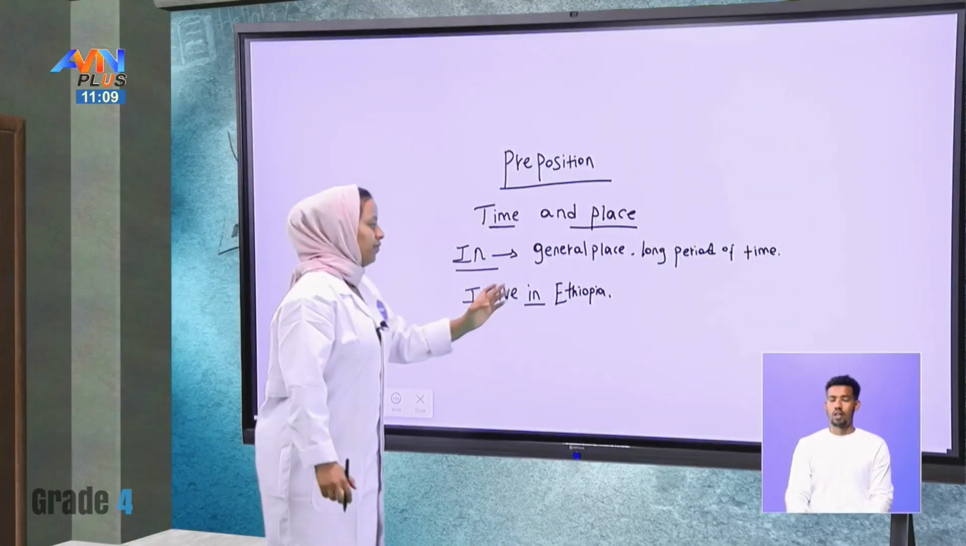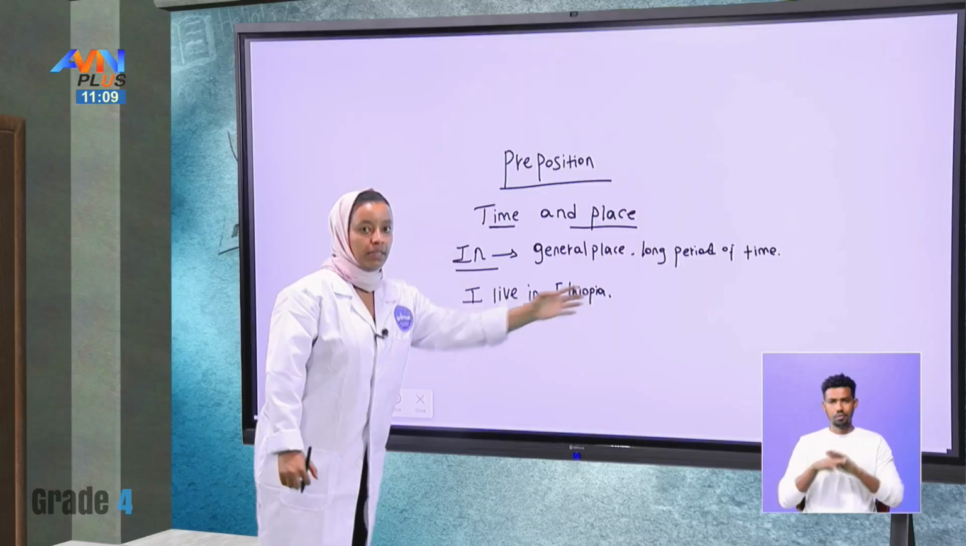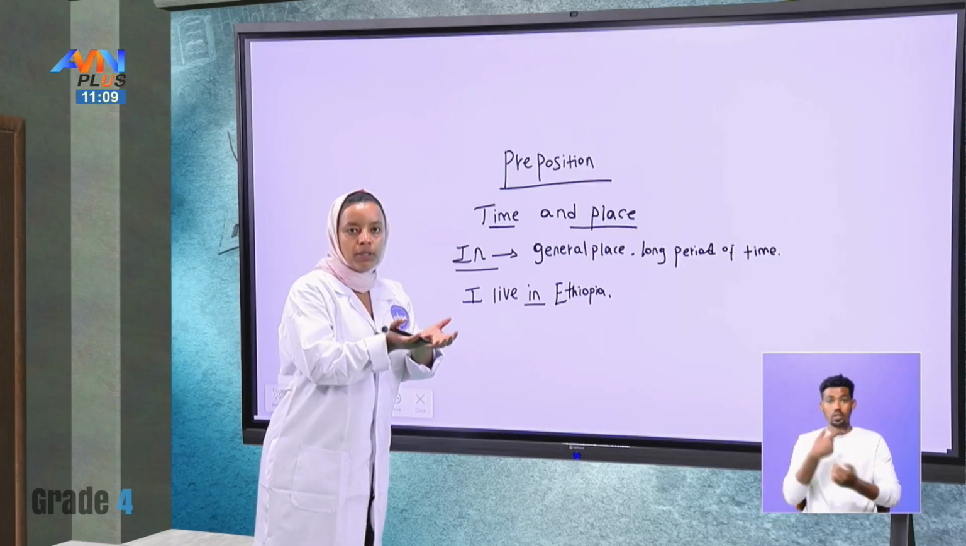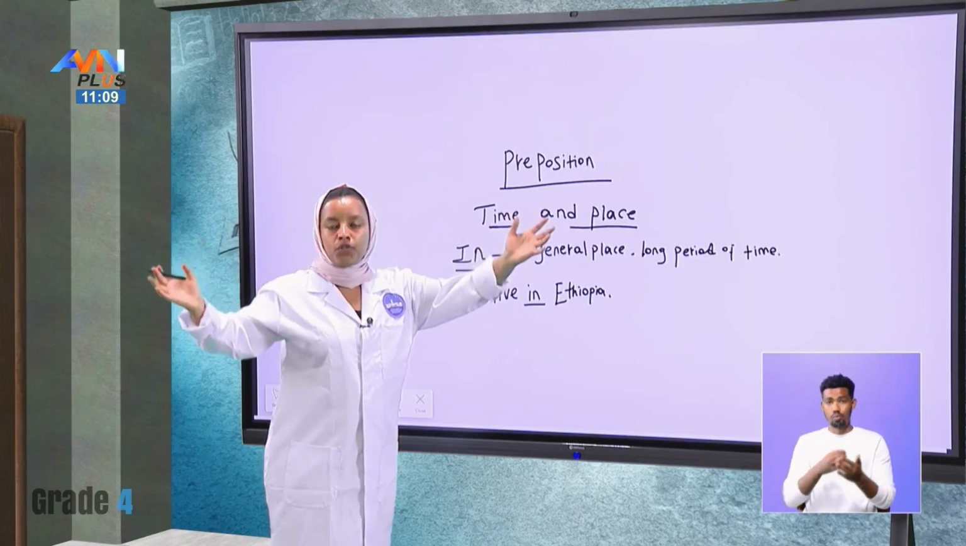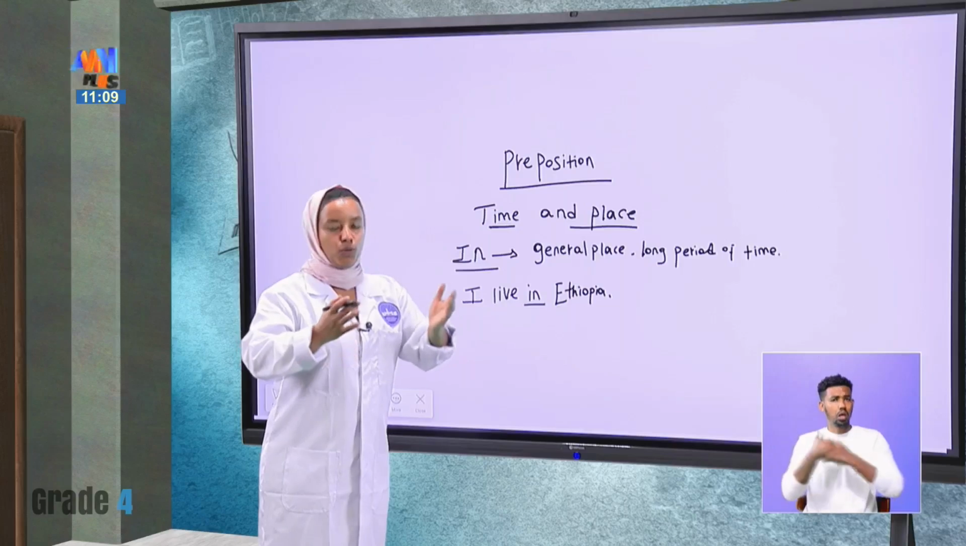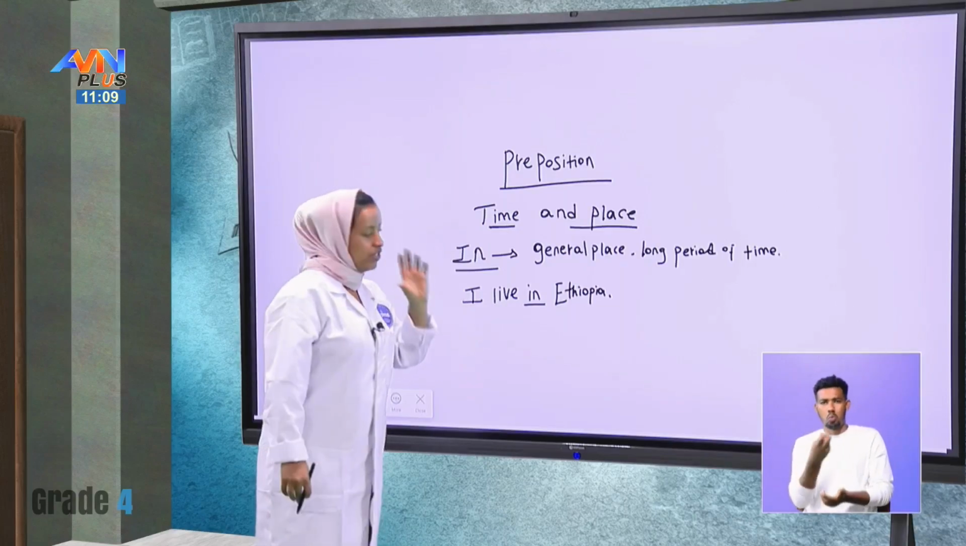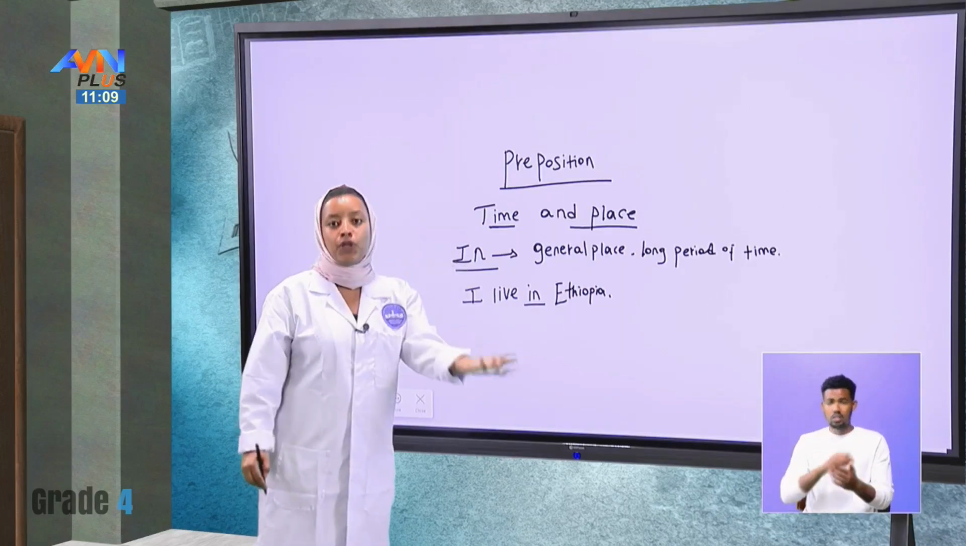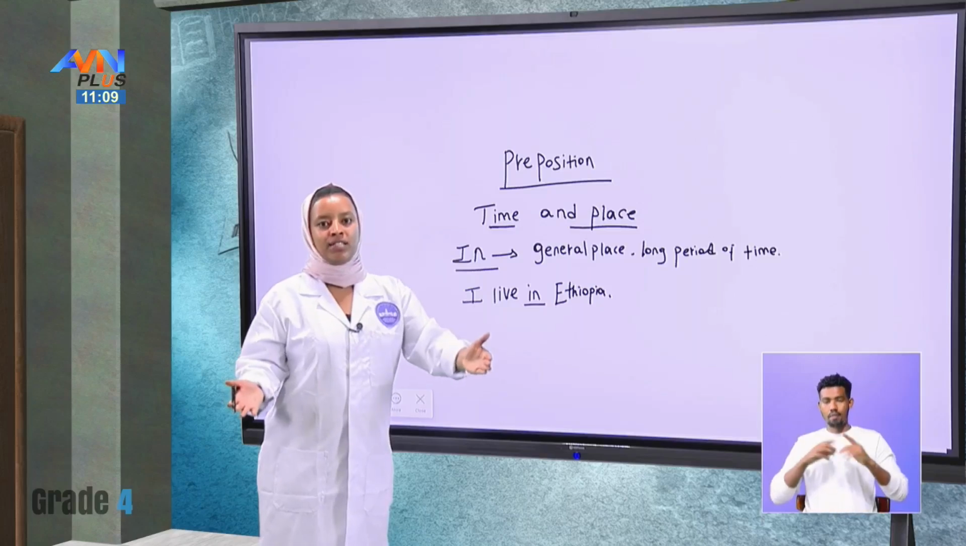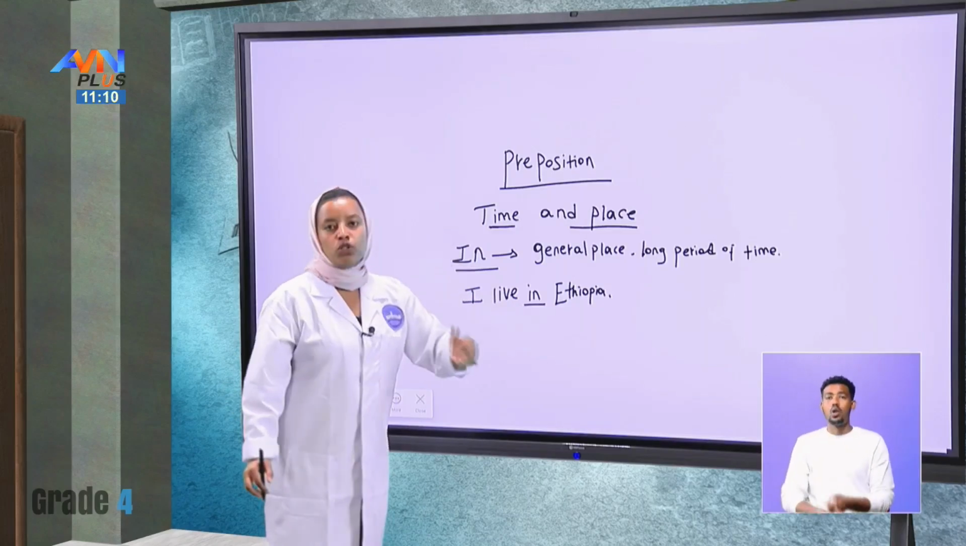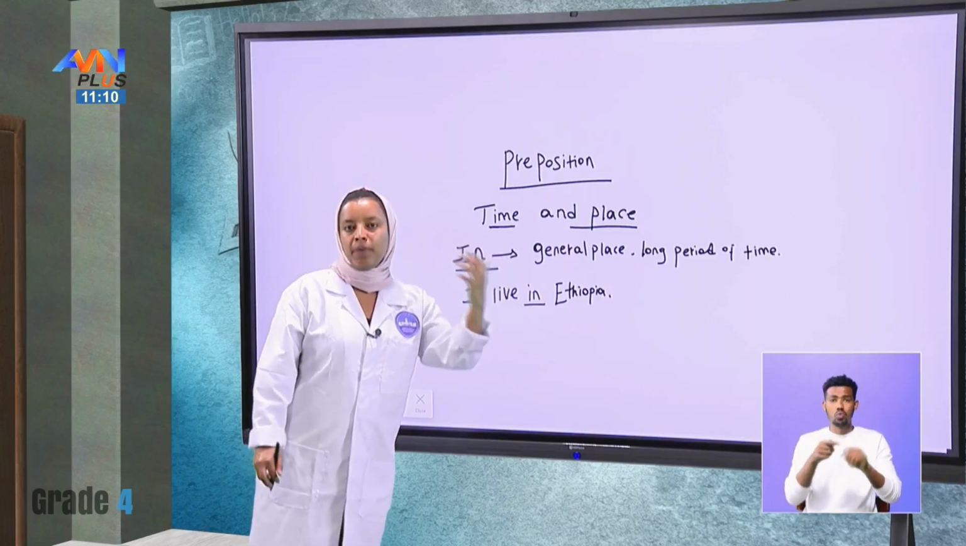I live in Ethiopia. This is a general form because Ethiopia is a wide country. There are cities, woredas, and also kebeles. But this is a general form. I live in Ethiopia. It's not a specific place. When we come to time, you can show long periods of time by using in.